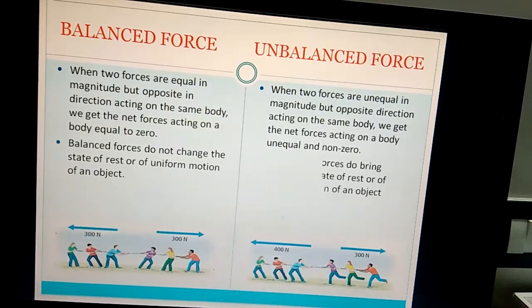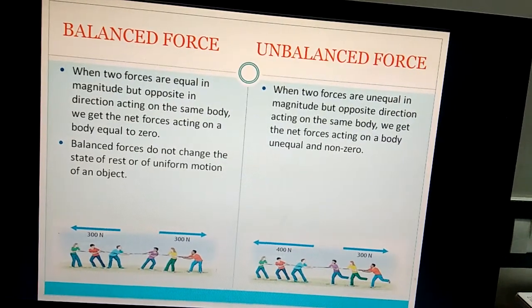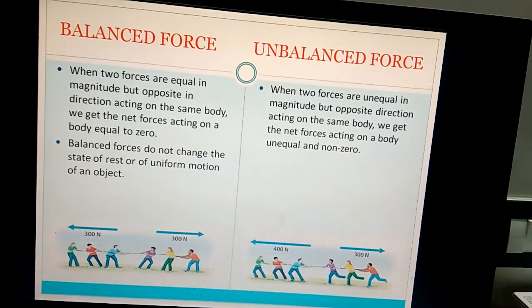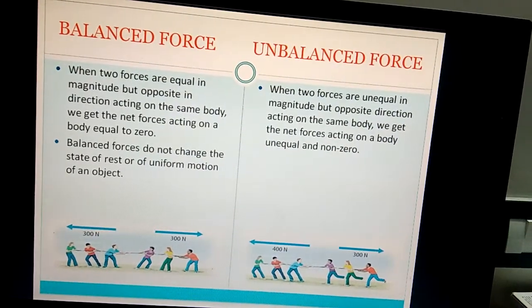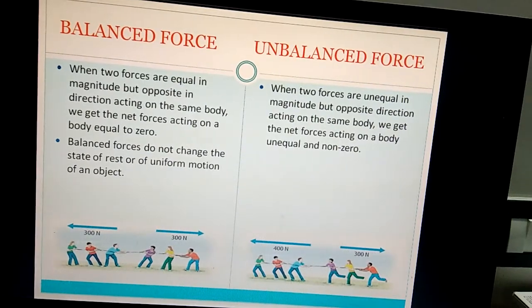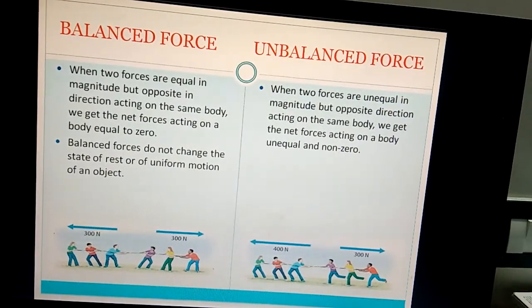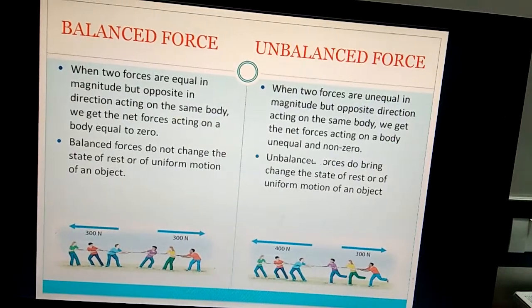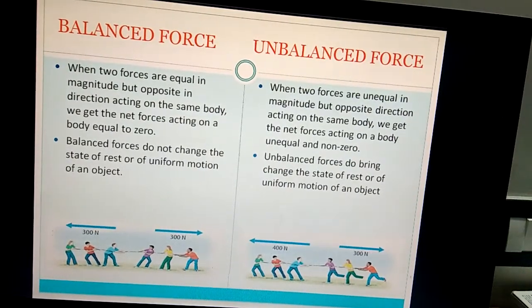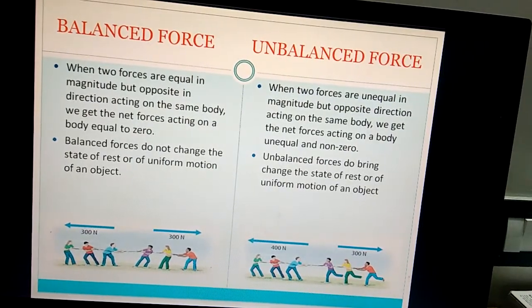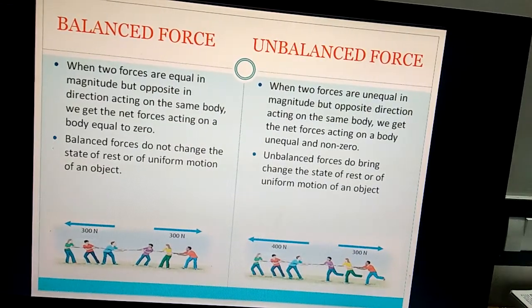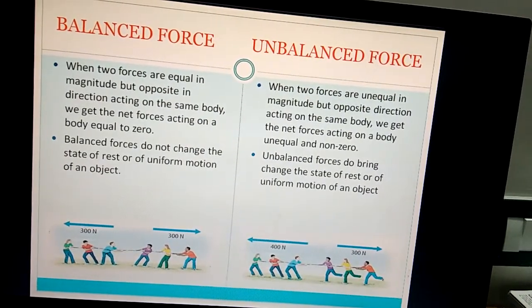The second topic here is that balanced forces do not change the state of rest or of uniform motion, meaning the object will remain at rest if it is at rest. If it is moving, it will not change state. So here the object does not change state in balanced force. When we talk about unbalanced force, since the forces are not balanced, the object does change its state of rest or of uniform motion. Whichever state it is in, it is going to change that state because the forces are unbalanced.